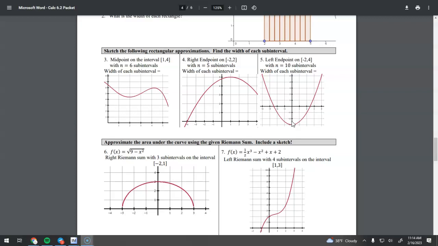Anything else you see that you're like, what about this? What do I do here? Alright, so do the left and right ones, whatever those are.